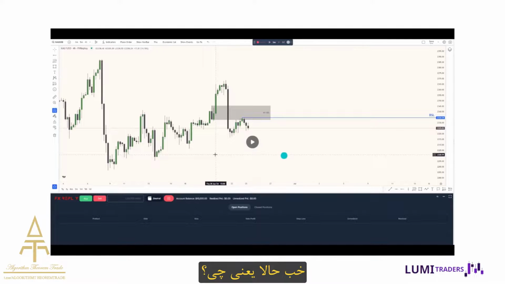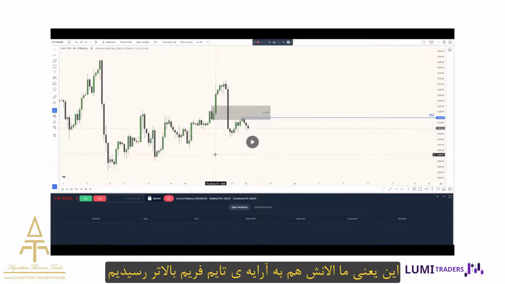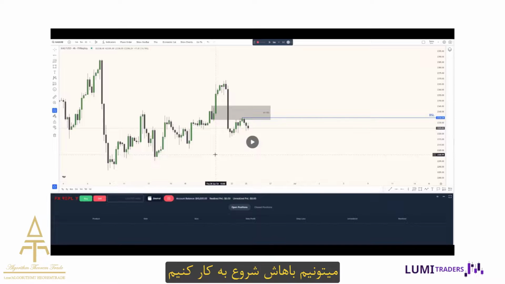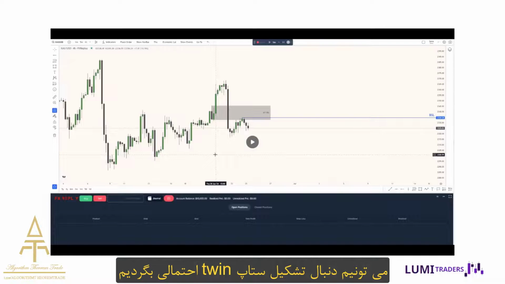So what does it mean? This means we already got a high time frame level. We can work with this. We can start working with this. We can start looking for a twin setup, possible twin setup.